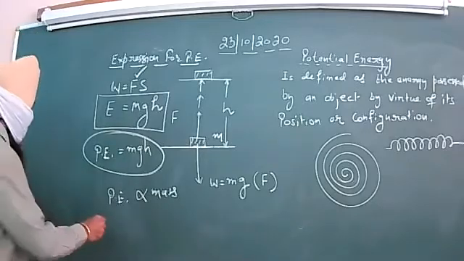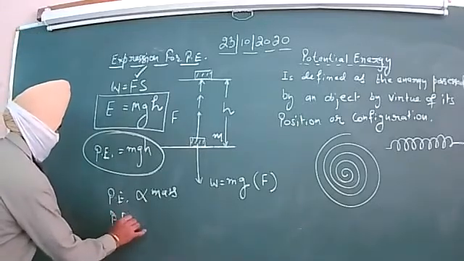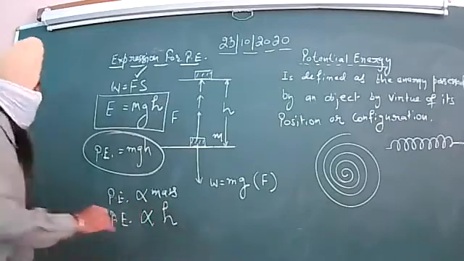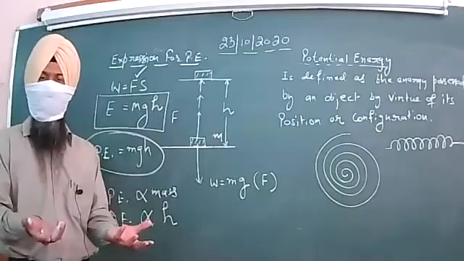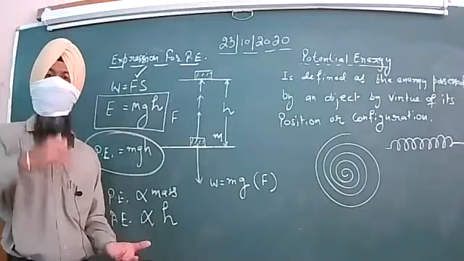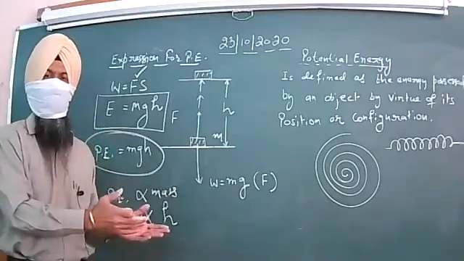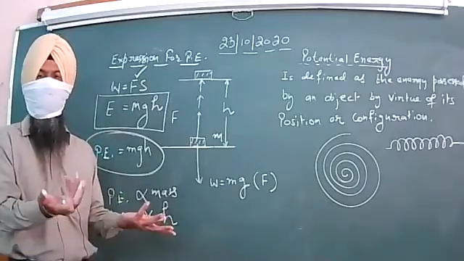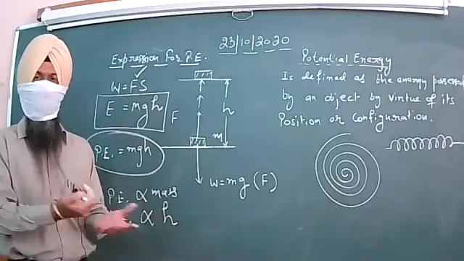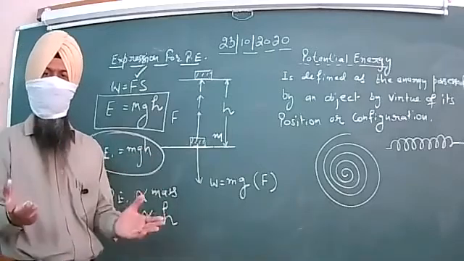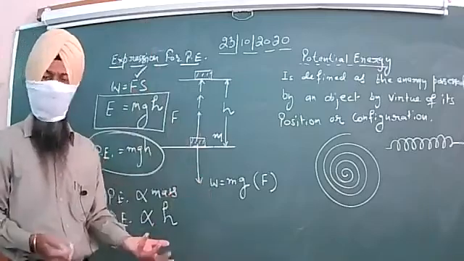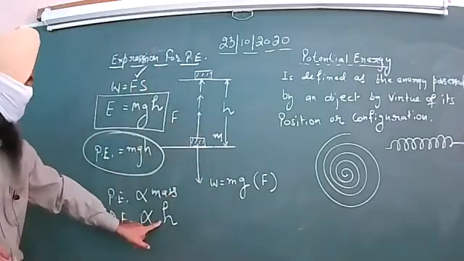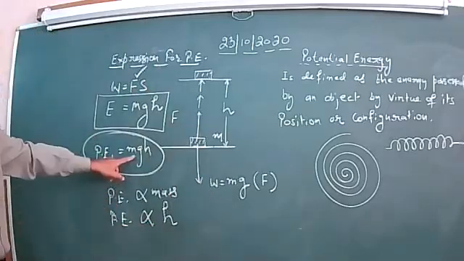Second thing, potential energy is directly dependent upon the height from the ground level. We are given some ground level, we lift it up to some height h. If the height by which the object is lifted is less, potential energy stored will be less. If the height by which the object is lifted is more, then the potential energy will be more, as this relationship is indicating.